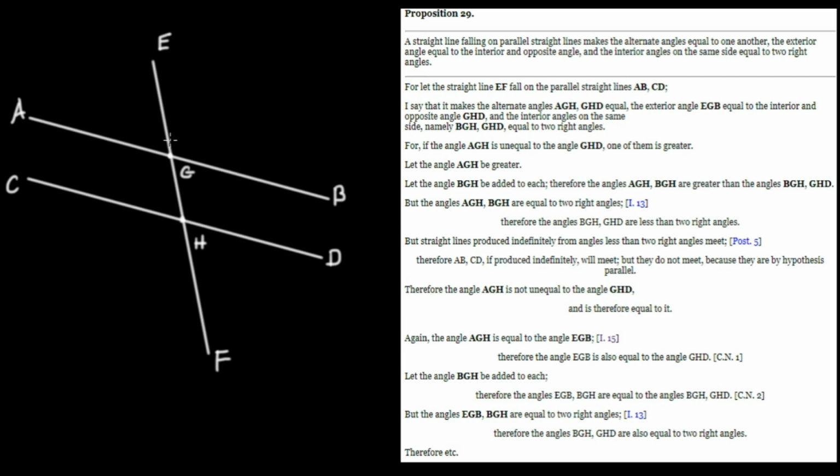So at this point, we have the equality of EGB and GHD. And now what we're going to do is prove that BGH and GHD taken together are two right angles. And how do we show that? Well, we start from this fact that we just proved, and he says, let the angle BGH be added to each. So to EGB, we're going to add in BGH, and same thing for GHD. Now notice that EGB and BGH are together two right angles. Therefore, the angles BGH and GHD are also equal to two right angles.